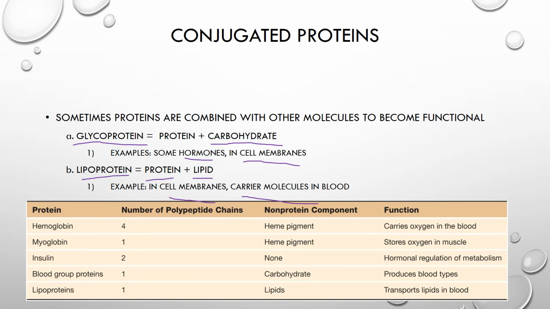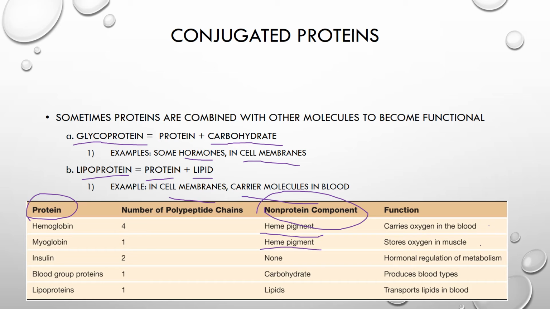When we look at this table, here are other examples of other molecules with proteins. Here we have the protein and then what the non-protein component is. For hemoglobin, we're adding some type of heme pigment, and this is important for carrying oxygen within the blood. Myoglobin also has a heme pigment, but it stores oxygen in muscles, very similar in action, just a little bit different to hemoglobin.